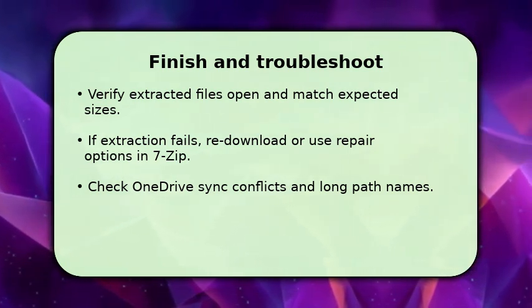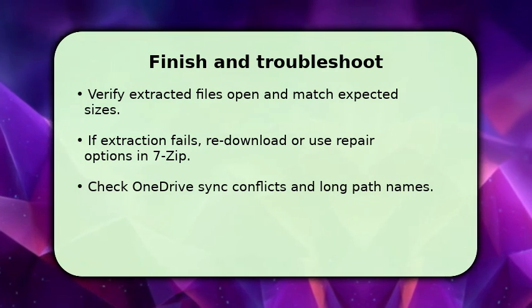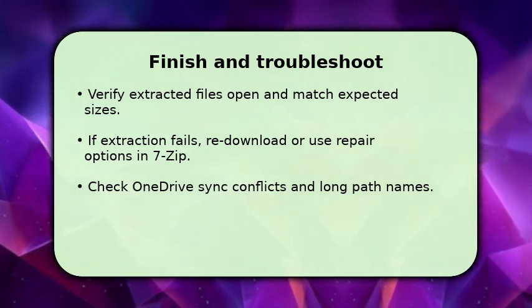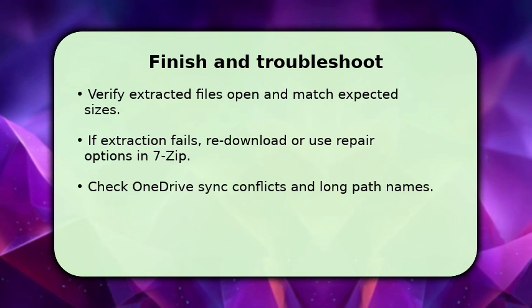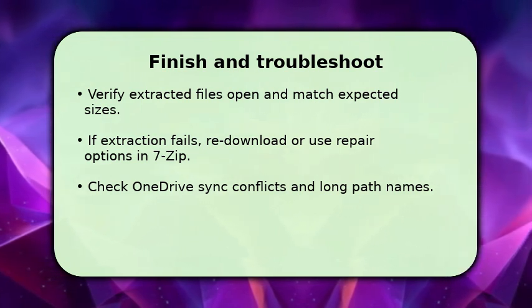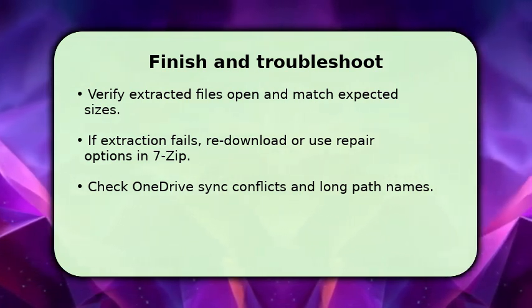Resolve conflicts before re-extracting. If Windows reports path length issues, move the ZIP to a root folder like C:/temp and extract again. That single step often fixes most issues.